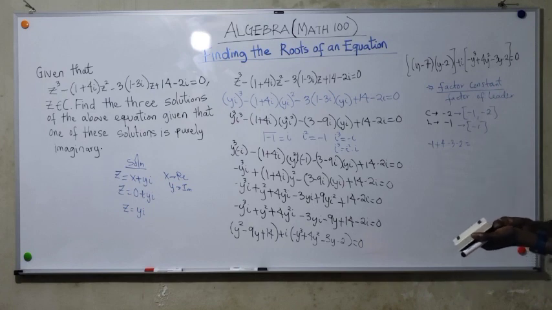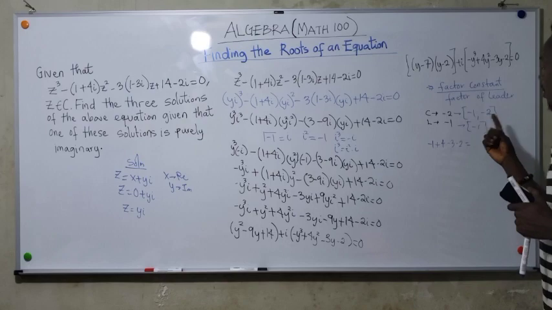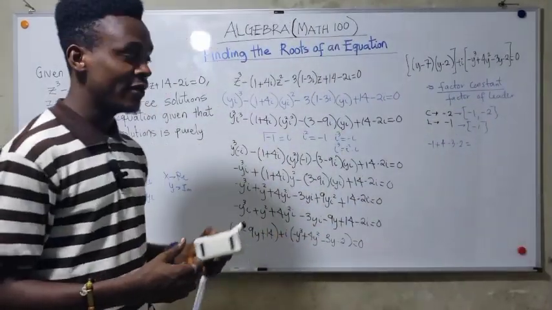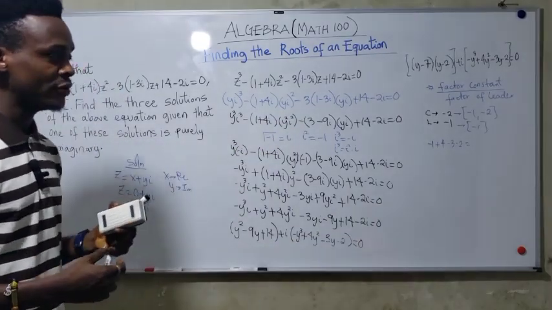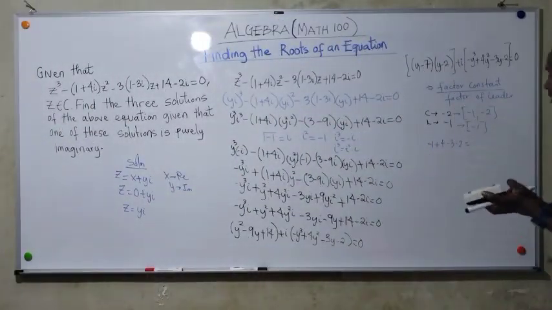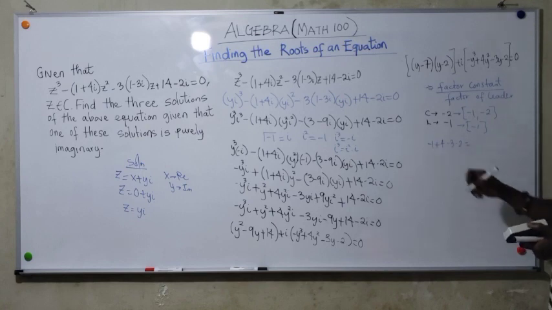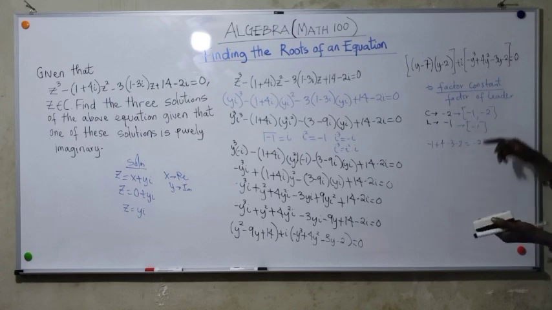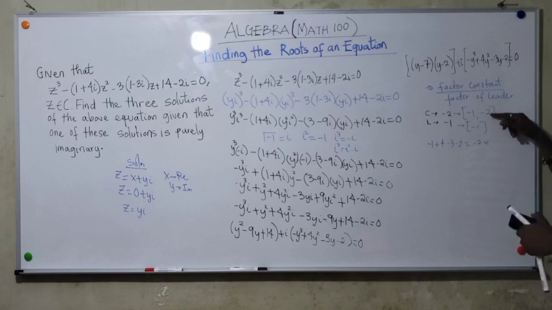We want this to be equal to 0 in order for the number to be a solution. If this is equal to 0, it means the number that tested the equation is a factor of the equation. So we simplify: this is positive 3. Positive 3 minus 3 is 0, minus 2 is minus 2. So this fails.